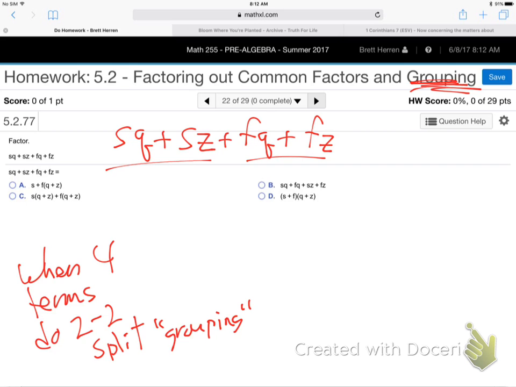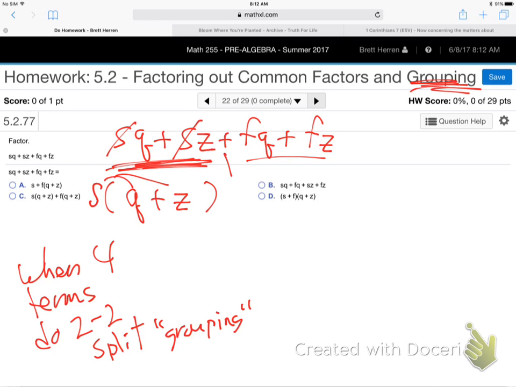Now, do the first 2 all by themselves. What if the whole problem was just those first 2? What do those first 2 have in common? Yeah, they have an S in common. Is that good? And then remove it, bring down the leftovers, Q plus Z, huh? That's correct, isn't it? That S times Q and S times Z would go back to SQ plus SZ, huh? Good.